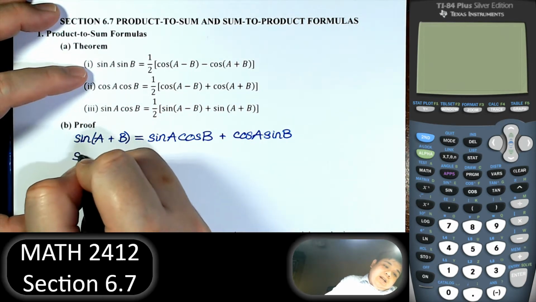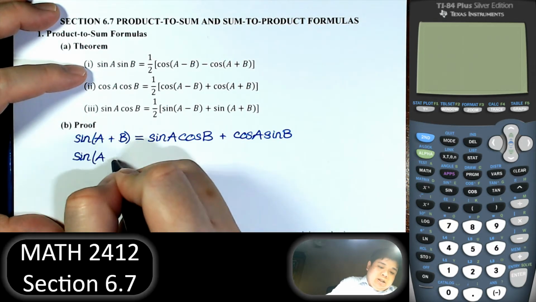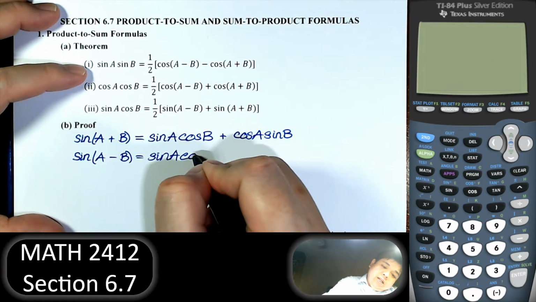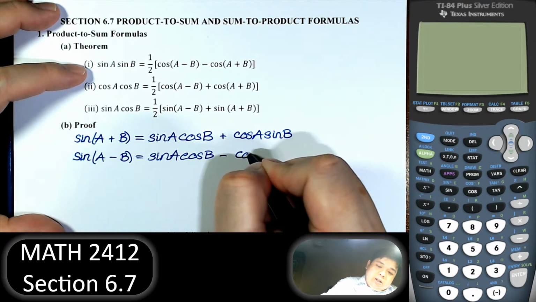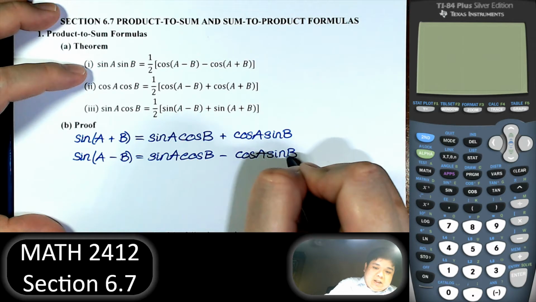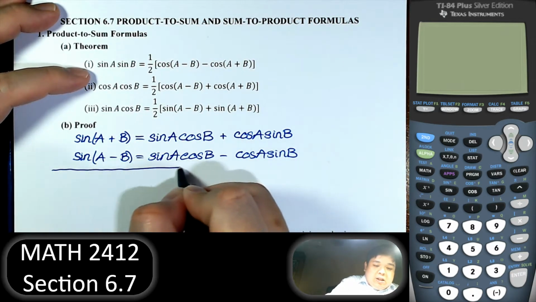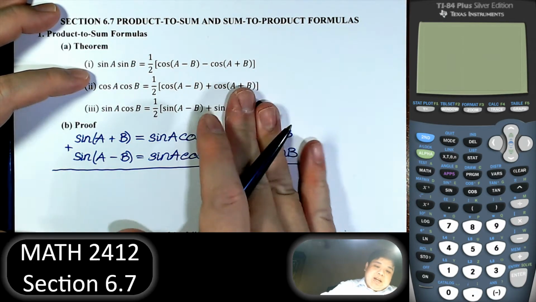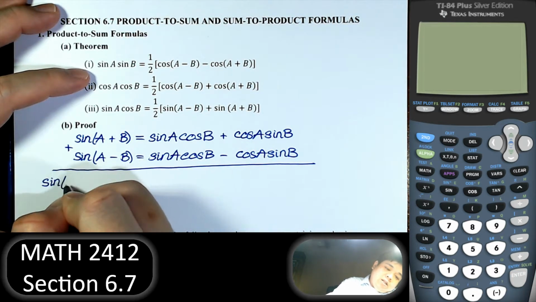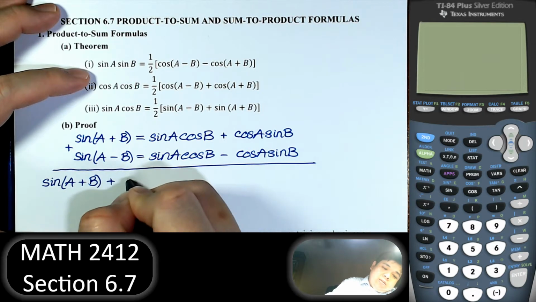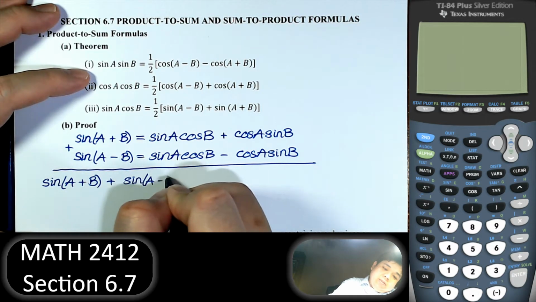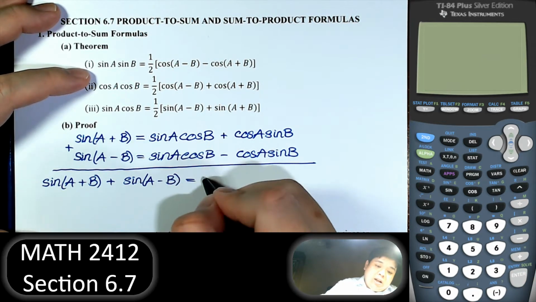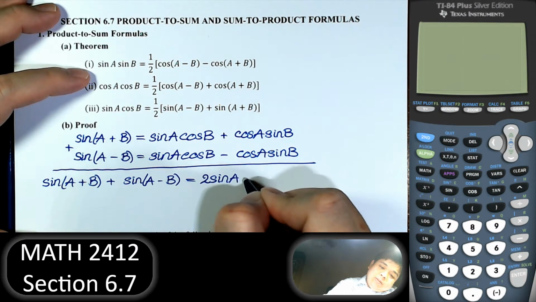and then we write the sine of a difference: sine a cosine b subtract cosine a sine b. And all we do is add side by side. Cosine a sine b and cosine a sine b cancel out. So on the left hand side we have sine of a plus b plus sine of a minus b. Those cancel out, but those terms combine, so we have 2 sine a cosine b.